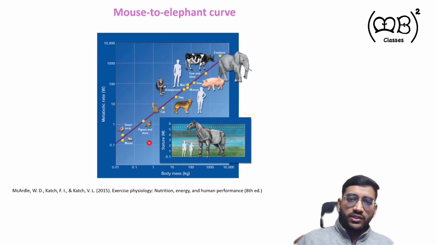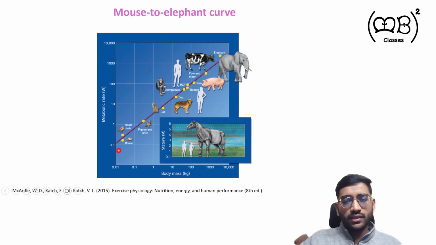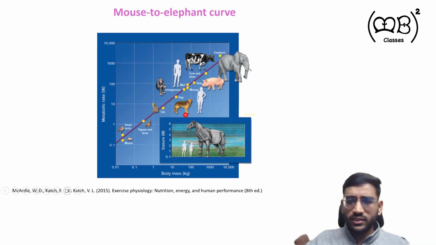We can see from this mouse to elephant curve that if we plot body mass on the x-axis and metabolic rate on the y-axis in a logarithmic form, then it is correlated. There's a straight line. It's a linear relationship. As the body mass increases, the metabolic rate also increases.